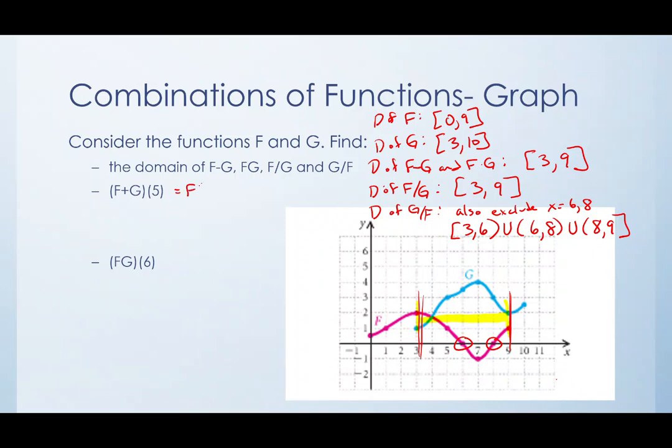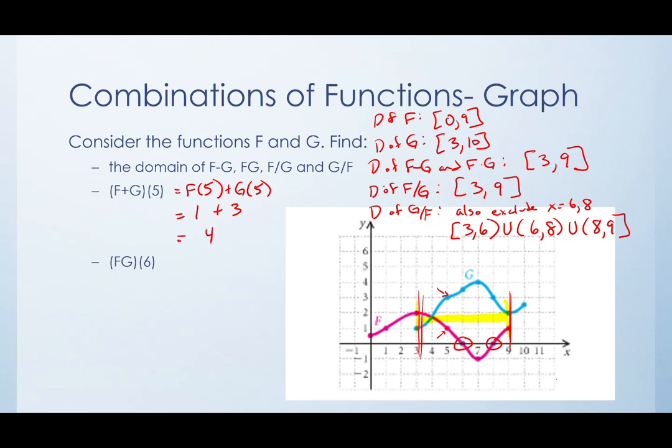Now we want to do something like f plus g at 5. I know that's f of 5 plus g of 5. We can look on our graph and ask, what is f of 5? It looks like it's right there. Looks like it's 1. And g of 5, it's right there. Looks like it's 3. So that sum is just going to be 4.